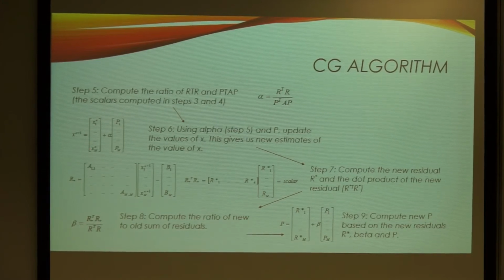So x equals x plus alpha p. That gives us our new estimate for x. After that, we need a new estimate for our residual. Actually, there are many ways to do this. I'm calling the new residual r star.